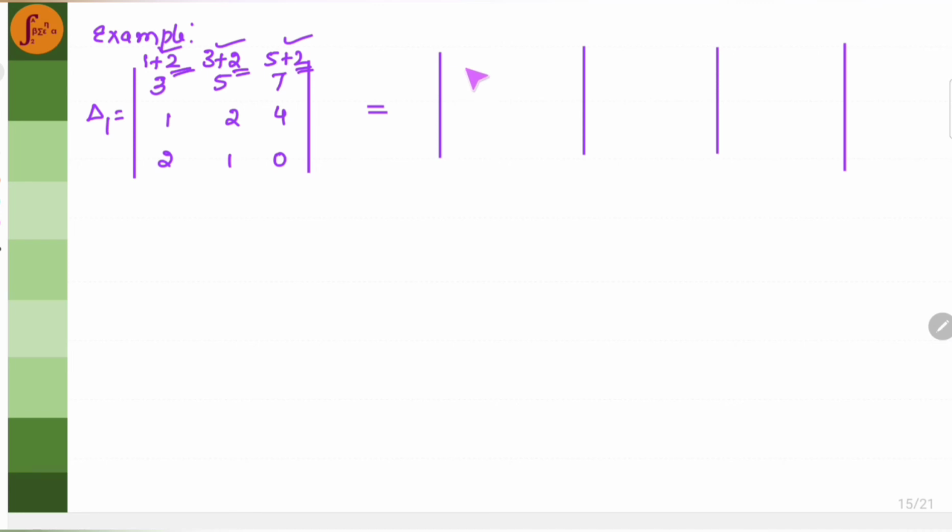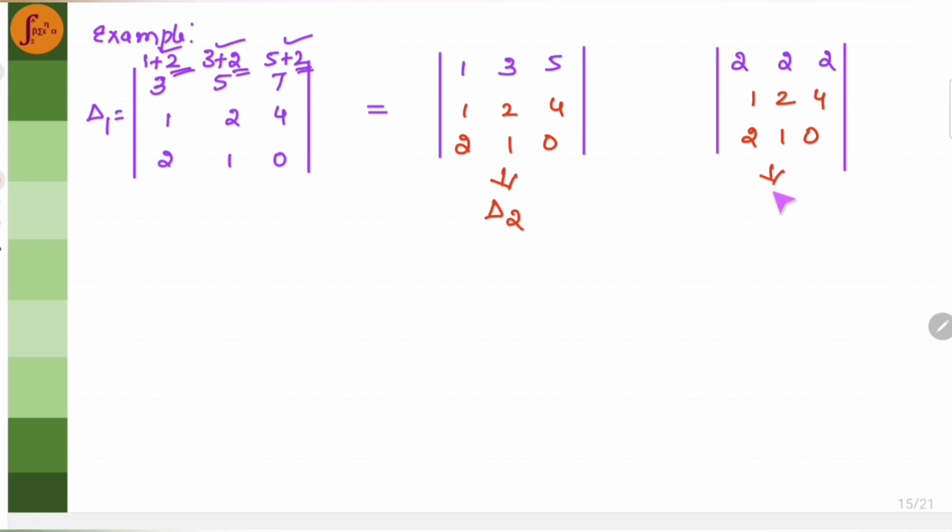Say I can write it as 1, 3 and 5. And the second one is 2, 2, 2. I can write it like this. And the remaining elements, I'll just copy: 1, 2, 4, 1, 2, 4, 2, 1, 0, 2, 1, 0. So basically, the property states that if I calculate the determinant, say this is determinant 2, and say this is determinant 3, and this is determinant 1, the property states that determinant 1 is determinant 2 plus determinant 3. I have split these numbers, 3 as 1 plus 2, 5 as 3 plus 2, 7 as 5 plus 2, with 1, 3, 5 in this particular determinant and 2, 2, 2 in this particular determinant.